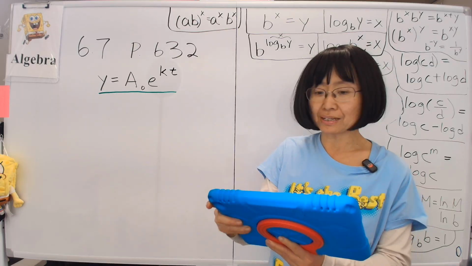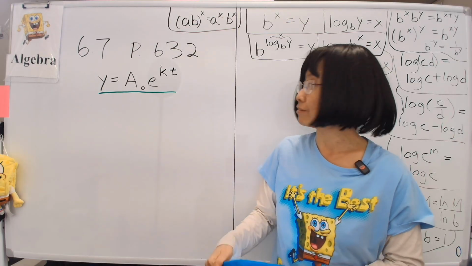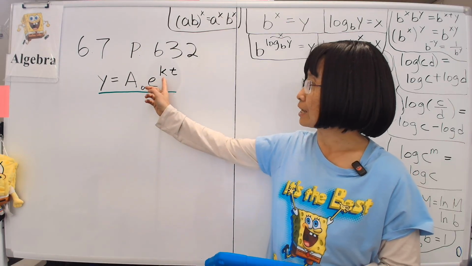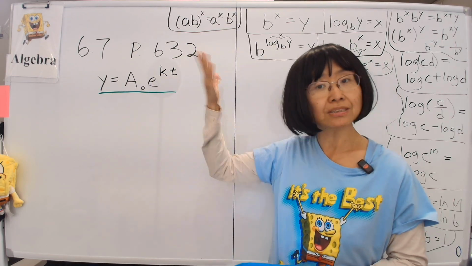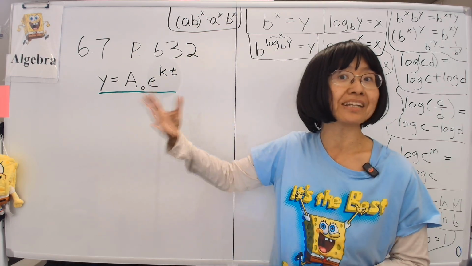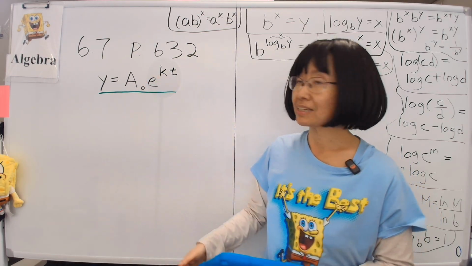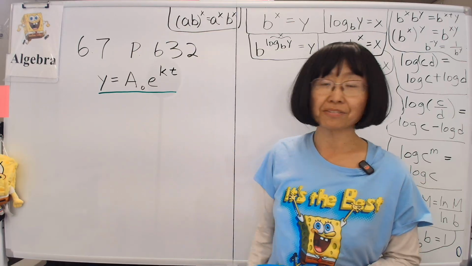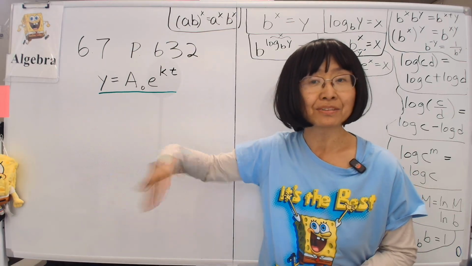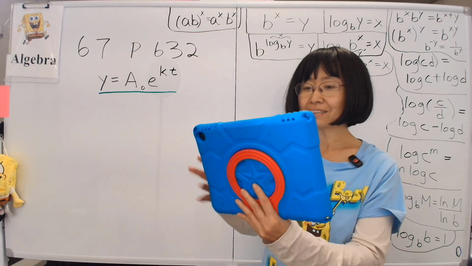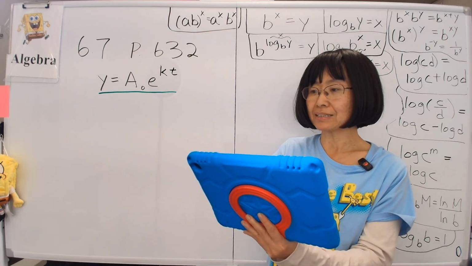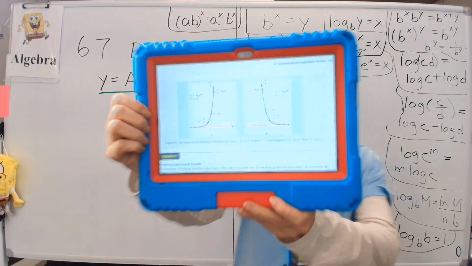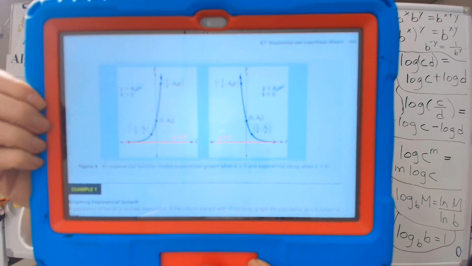So the growth or decay formula means if K is positive, then you have a growth situation. Your bacteria is growing like nuts. And then if it's decaying, then your radioactive object is falling apart. Okay, and so let's look at the next page, page 633, where we have a graph of these two things.